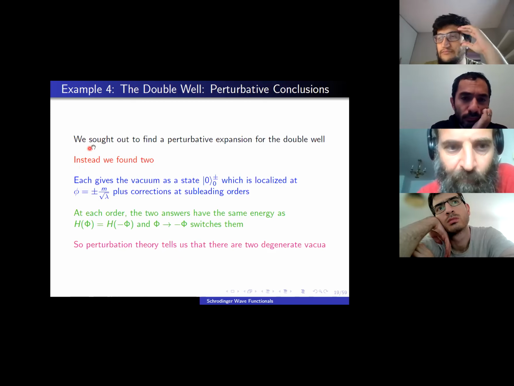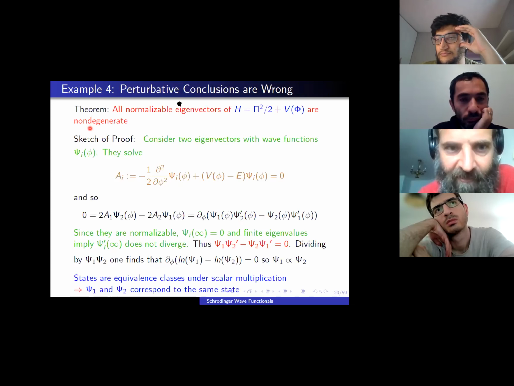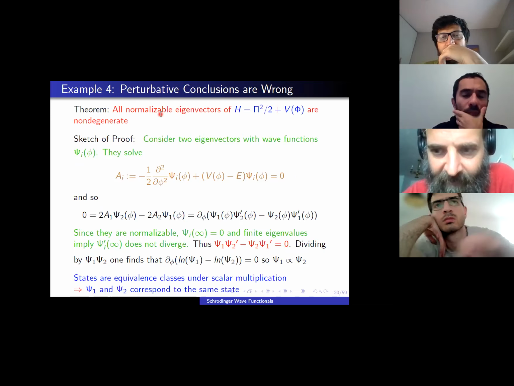So we were trying to find expansions. At each order, you get the same energy. And so perturbation theory tells us there are 2 degenerate vacua. On the other hand, there's a theorem which tells us the vacua are non-degenerate. So perturbation theory is wrong here. Any questions about how this argument failed?